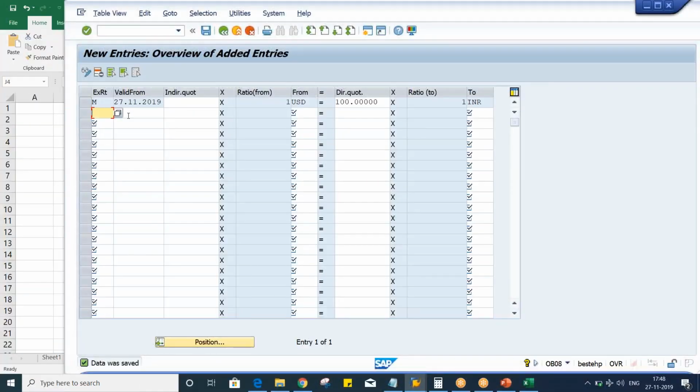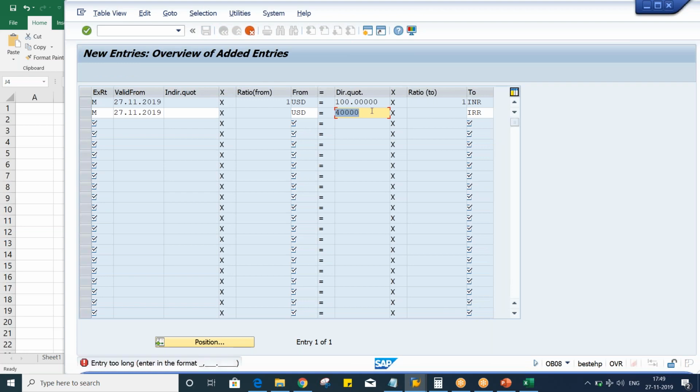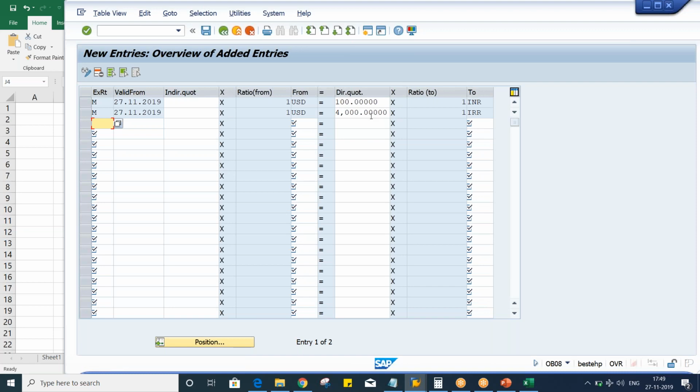Okay, here, right? If I'm going to maintain the exchange rate for USD versus Iranian currency, let's suppose 40,000. I have given 40,000, and then here let's suppose I'm going to give IRR and press enter. First of all, the system itself is not accepting this. 40,000 is not accepting, right? The system will accept if you give 4,000 and then press enter.